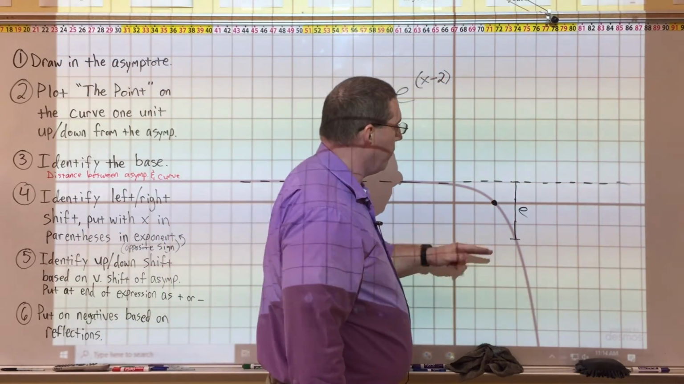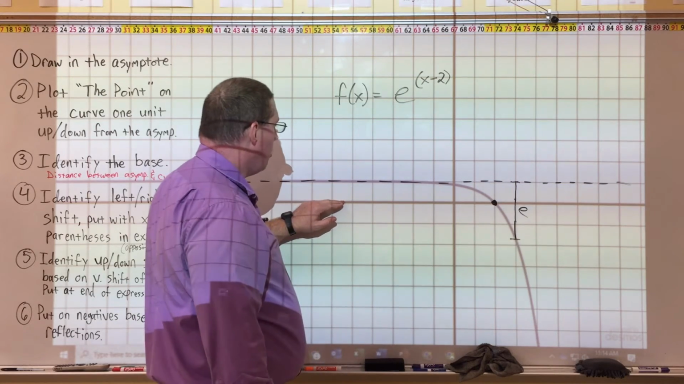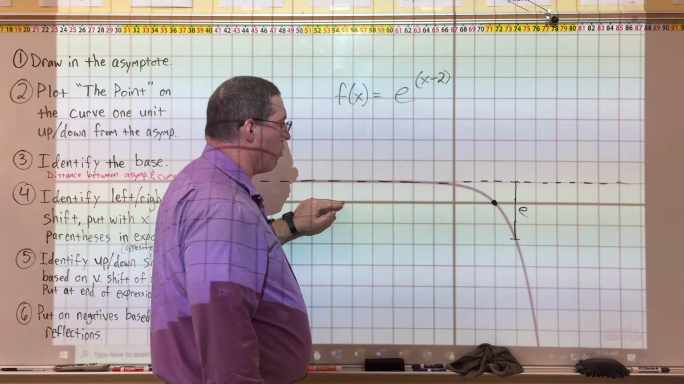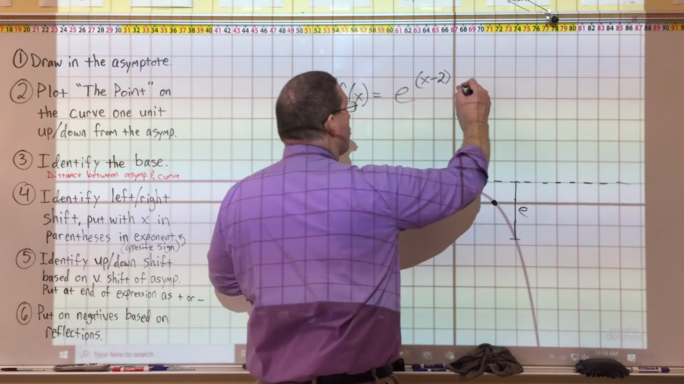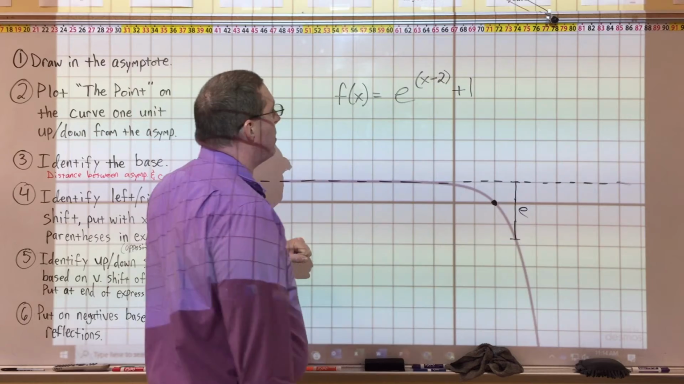Now the vertical shift, here's the x-axis. Do we have to go up or down to get to the horizontal asymptote? We got to go up. How far up? Just 1 unit, so it's a +1 shift. So put a +1 on the end.